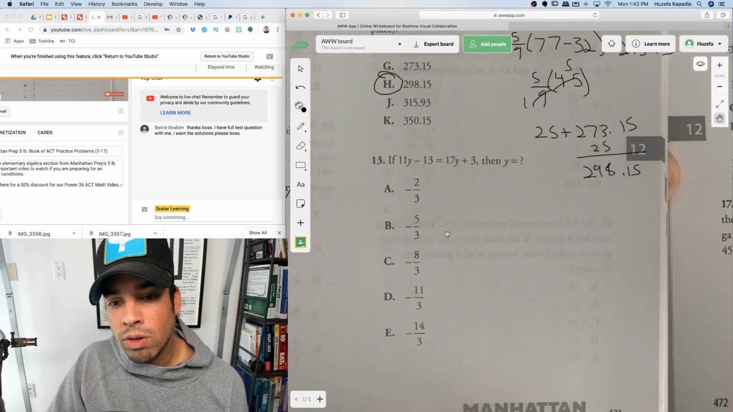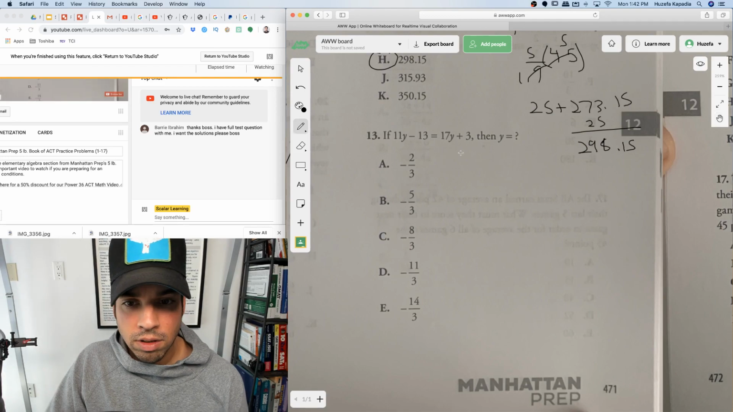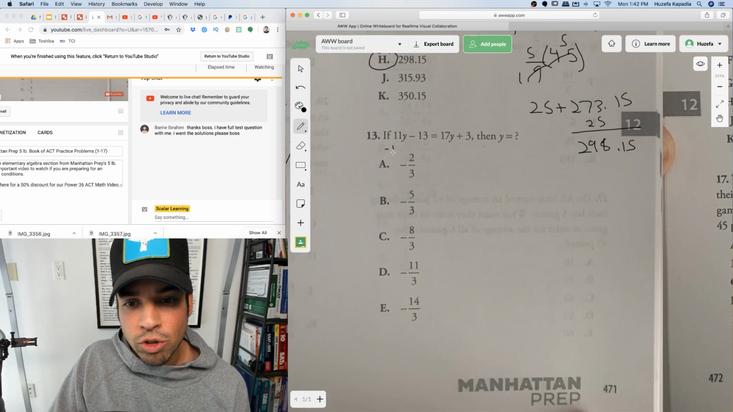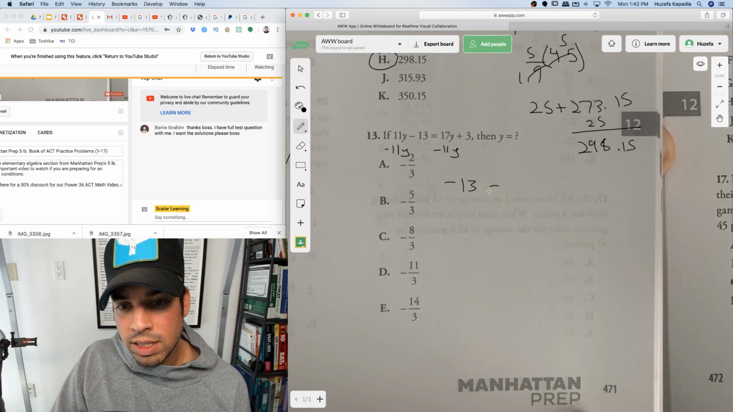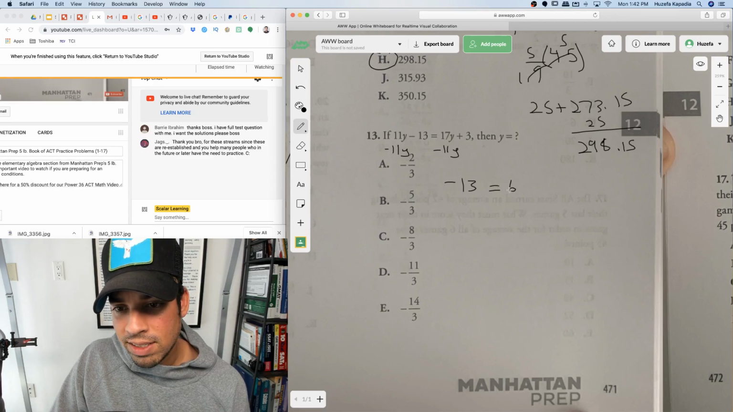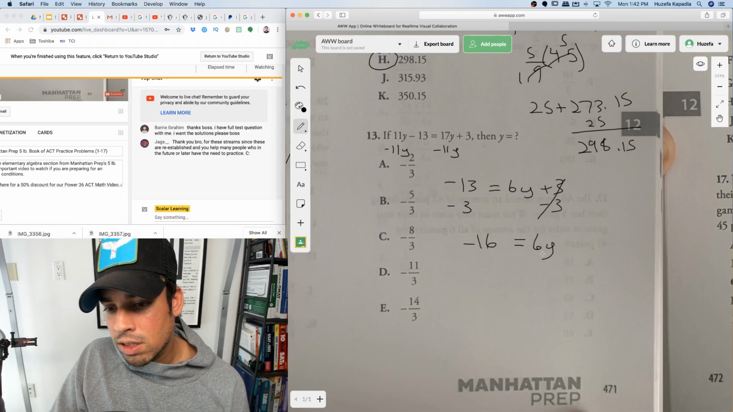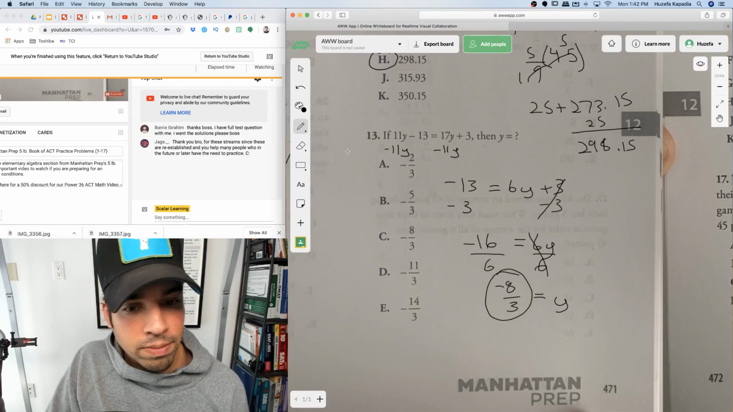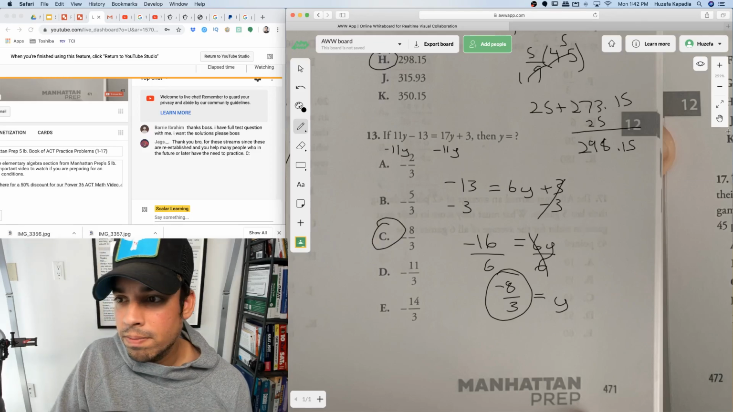12. Okay. If 11y minus 13 equals blank, what is y? Same deal. We're going to isolate y, so I'm going to subtract 11y from both sides. And I get negative 13 equals 17 minus 11 is 6y plus 3. I'm going to subtract 3. I got 6y equals negative 16. Divide by 6, divide by 6. y equals, divide both of these by 2 to simplify, negative 8 over 3. And that's it. Done.